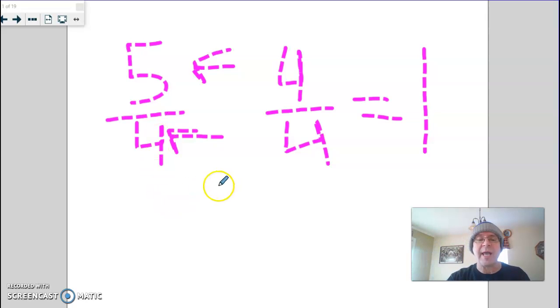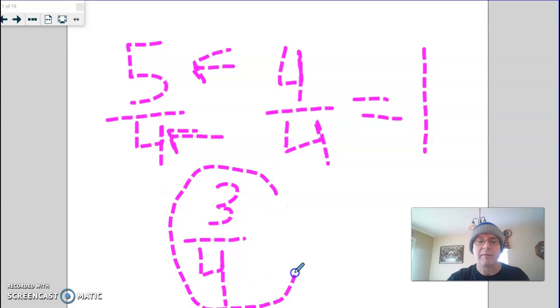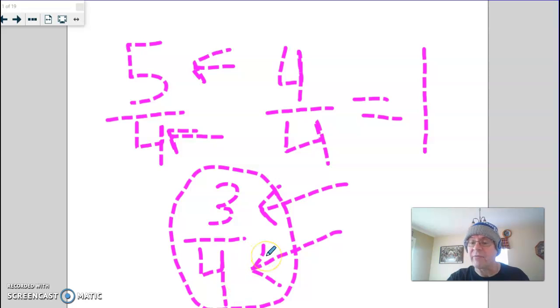What I want you to understand today is fractions are pieces of a whole thing, right? And if I've got a fraction, the bottom number tells us how many it takes to make one whole thing. That's the denominator. The top, the numerator, is how many of those pieces we have. And that's what I want you guys to get today, okay?